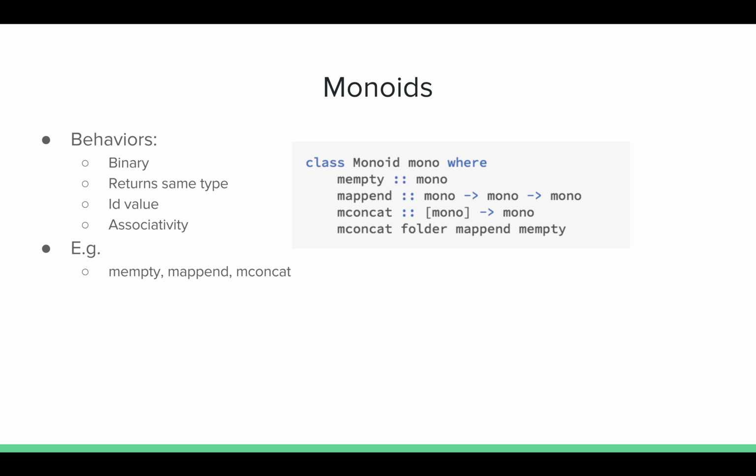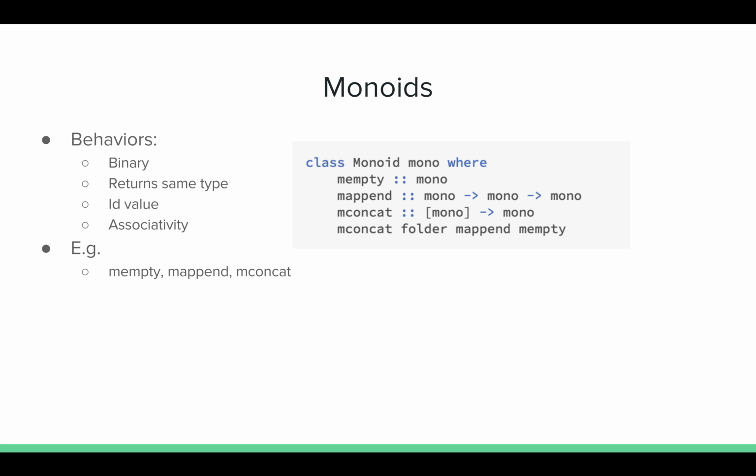As the last part of the presentation, we will talk about monoids. Monoids, like many other things we have described so far, have their behavior defined for them. They are binary, meaning they can take two parameters and return one of the same type as the input. They have to have an ID value. For example, the plus ID is 0 and the multiplication ID is 1.